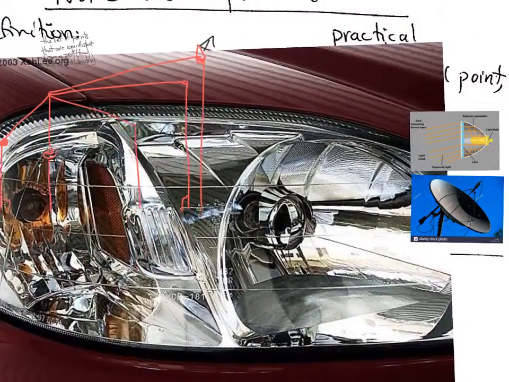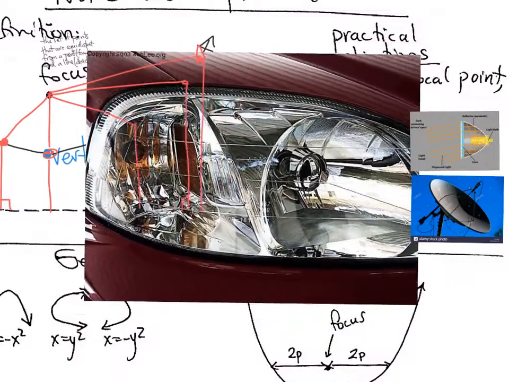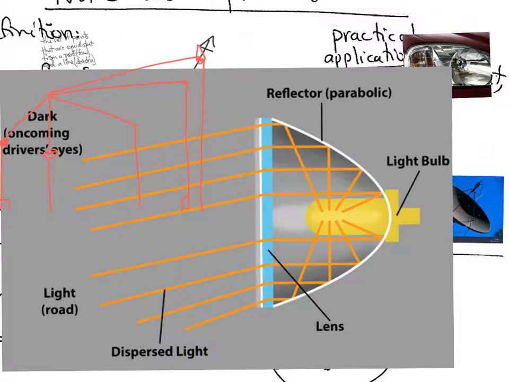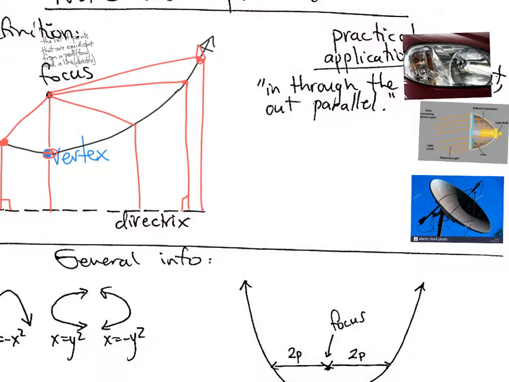Okay, so some practical applications: in through the focal point, out parallel. One application is headlights in the front of a vehicle. The way these work is the back is a parabolic reflector, and the light bulb is right here. Any light that bounces off this reflector goes out parallel. I don't know what this lens part is for, maybe to direct the beam. But basically, all these light rays go out into a beam, so that the light comes out directionally and not in all directions.